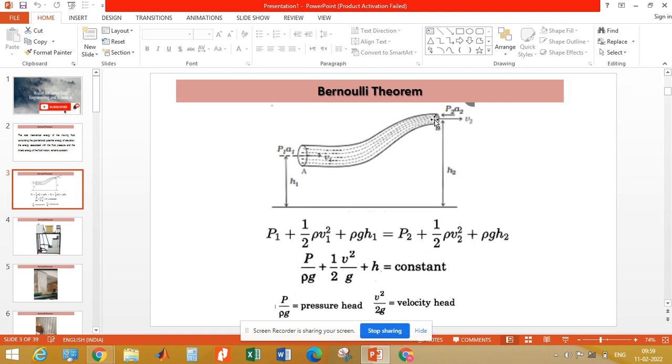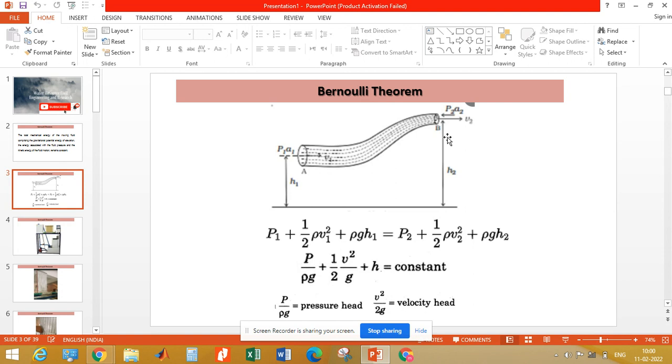is v2. Then we have that pressure energy, that is p1, plus kinetic energy, that is half rho v1 square, plus the potential energy due to location of these fluid particles, that is rho g h1, will be constant and will be equal to the sum of potential energy, that is rho g h2, plus kinetic energy half rho v2 square, plus pressure energy p2 at point 2. So along a streamline, total energy will remain constant. And this is the basic equation of the Bernoulli theorem.